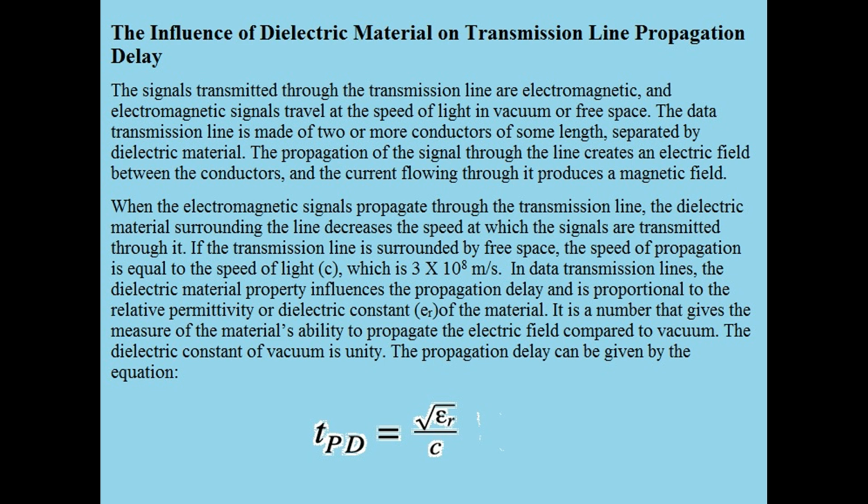In data transmission lines, the dielectric material property influences the propagation delay and is proportional to the relative permittivity or dielectric constant, ER, of the material. It is a number that gives the measure of the material's ability to propagate the electric field compared to vacuum. The dielectric constant of vacuum is unity. The propagation delay can be given by the equation.